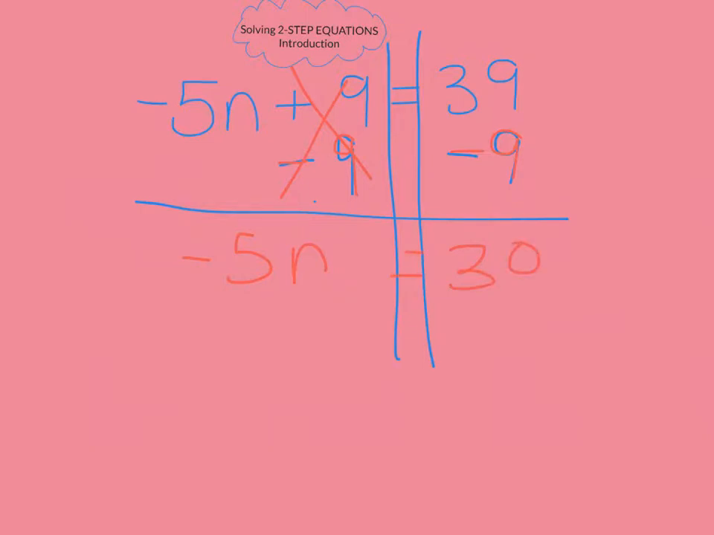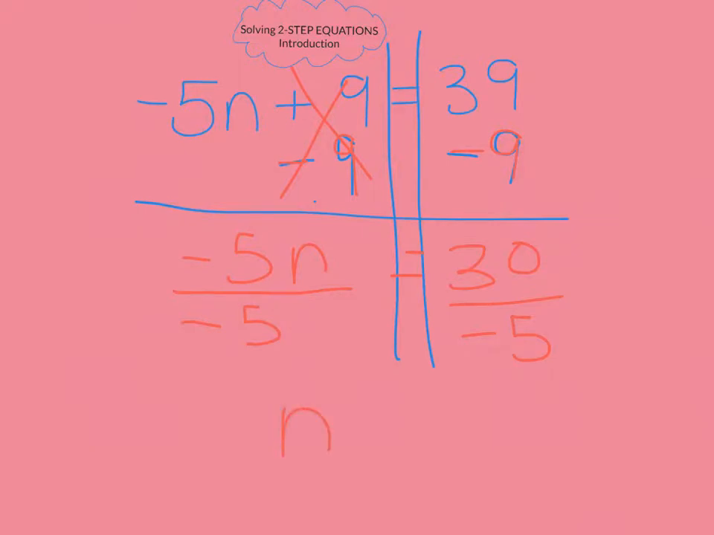Now, negative 5, if it's with n, it's multiplied to n. So we're going to do the opposite of multiplication to get n all alone, or turn n into 1. So if we took negative 5 and divided by the exact same thing, negative 5, we will turn that into the number 1. But whatever we do to this side, we have to do to the other side. So I'm going to divide by negative 5.